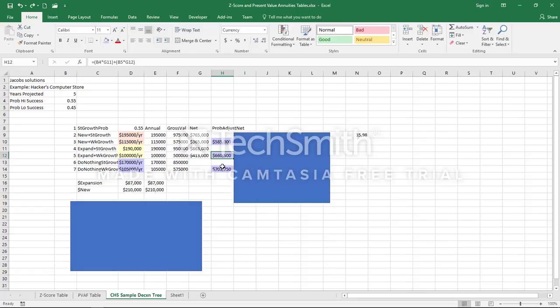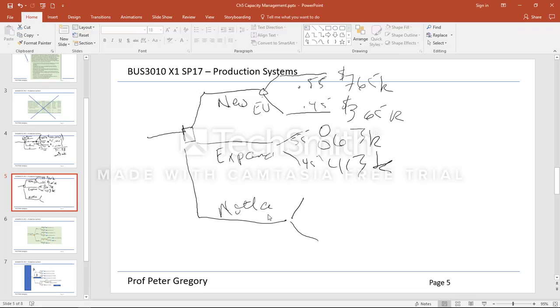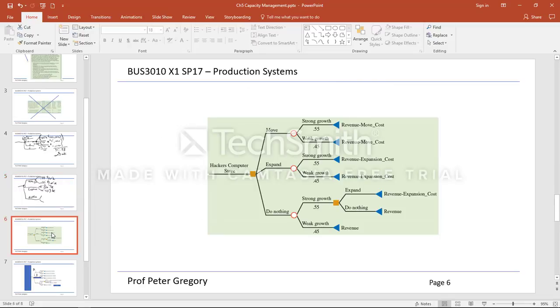Wow, right out of the gate, we can show the expected value of just expanding is significantly, not just a little bit, but significantly higher. It's about 10% higher than the move option that we had, 660 versus 585. Without giving away too much here, let's take a look at what we need to figure on doing nothing. So if we go back to the nicely drawn graph here, the expected value here is going to be 45% times 5 years of the weak growth, which was 105,000.